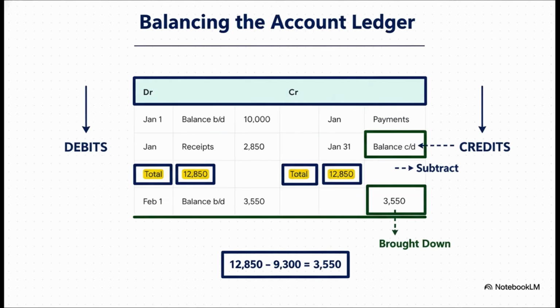Okay, let's balance it. The debit side totals $12,850. The credit side payments are $9,300. The difference is $3,550. So we enter that closing balance C/D on the credit side to make the totals match. Then, that same amount is brought down as the opening balance B/D on the debit side for February.